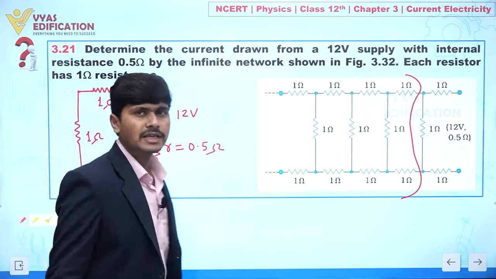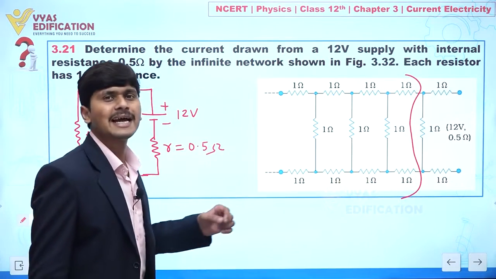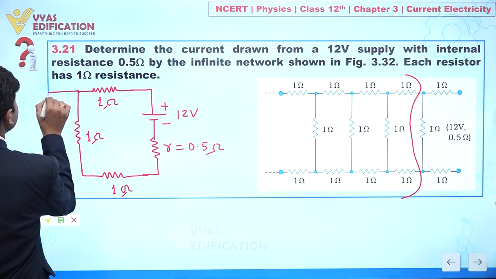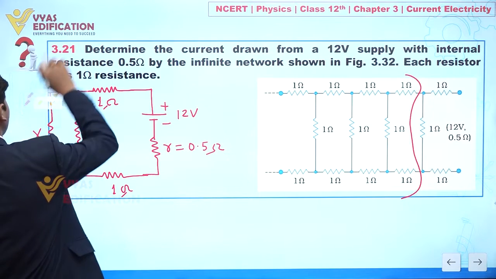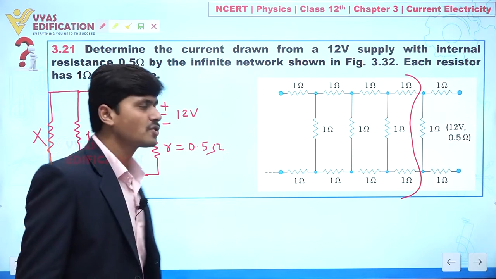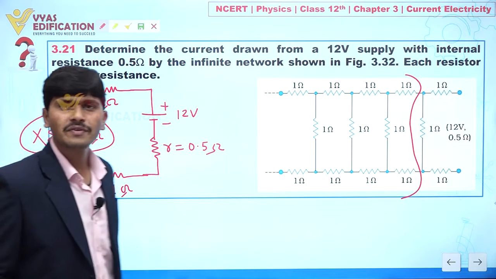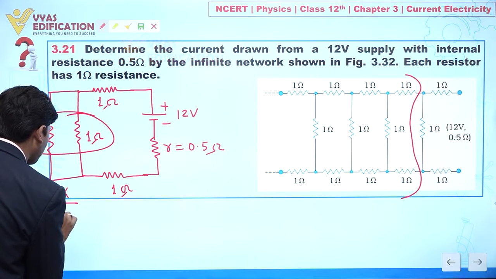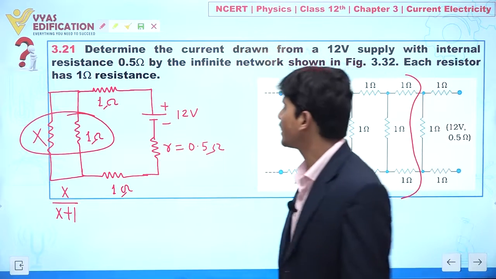Now let's suppose I remove all the network and place an equivalent resistance here, and let's suppose that equivalent resistance is capital X. Now in this question, this X and 1 are connected in parallel. So how can we find the equivalent resistance? We can write this as X divided by X plus 1, using R1 R2 upon R1 plus R2.